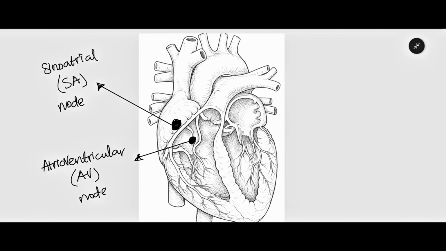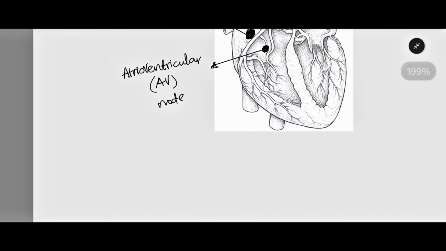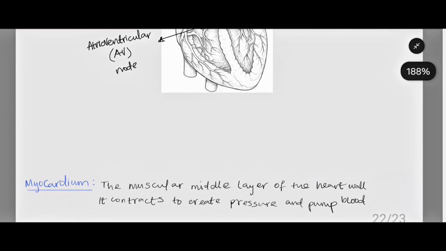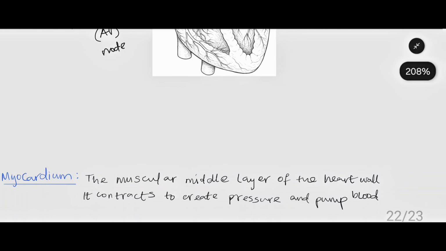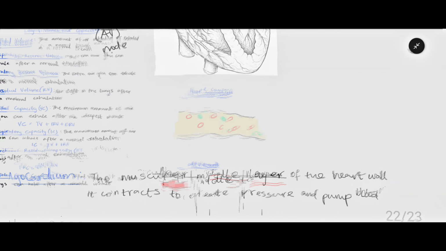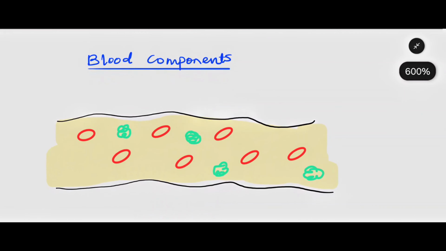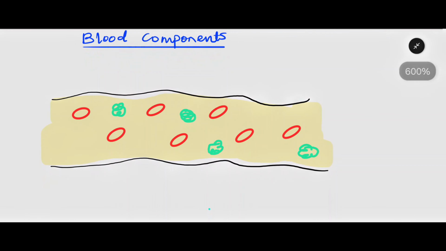And also myocardium. Myocardium is a muscular middle layer of the heart wall which contracts to create pressure and pump blood. Okay, now let's talk about the components of blood.